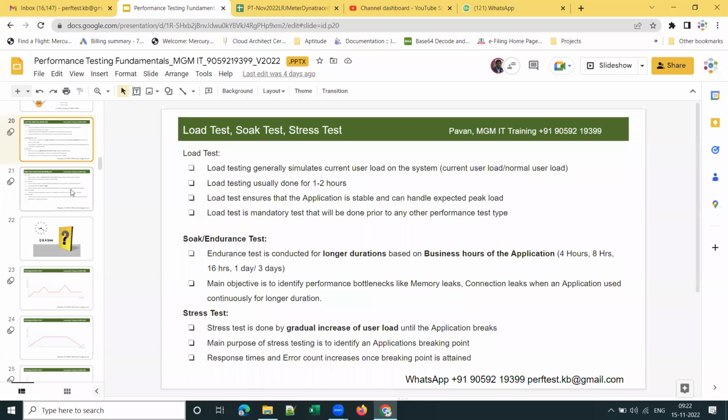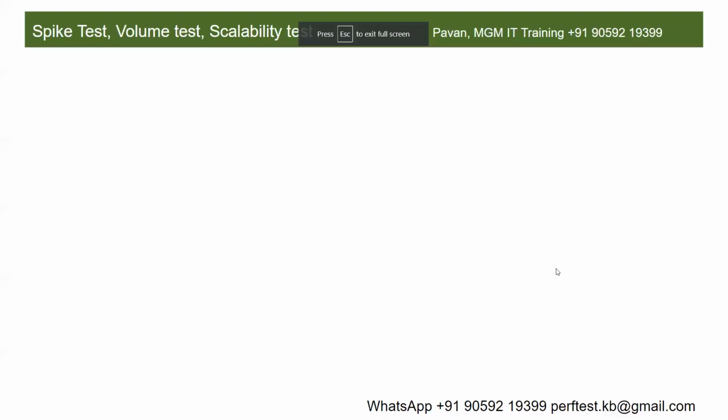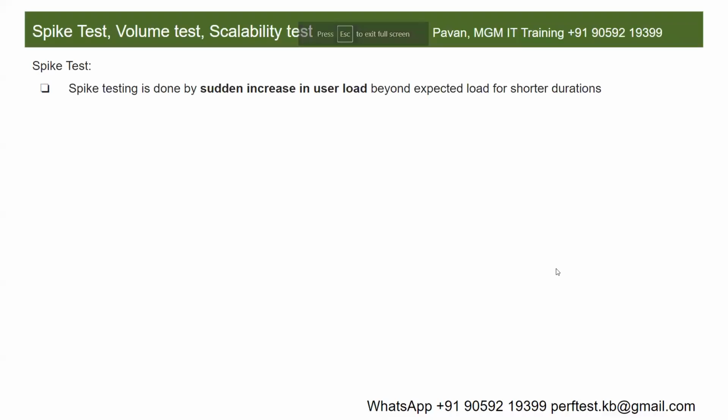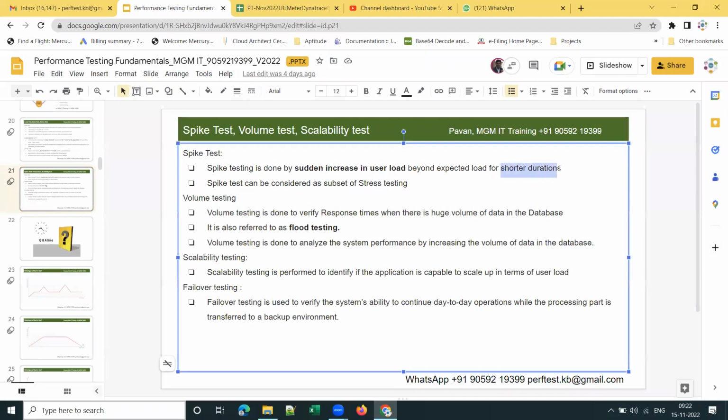Now the next type of testing is spike test. So what is this spike test? Spike test is done by a sudden increase in user load beyond the expected load for shorter durations. Remember this: a sudden increase in the user load for shorter duration. Let me highlight this, shorter durations.